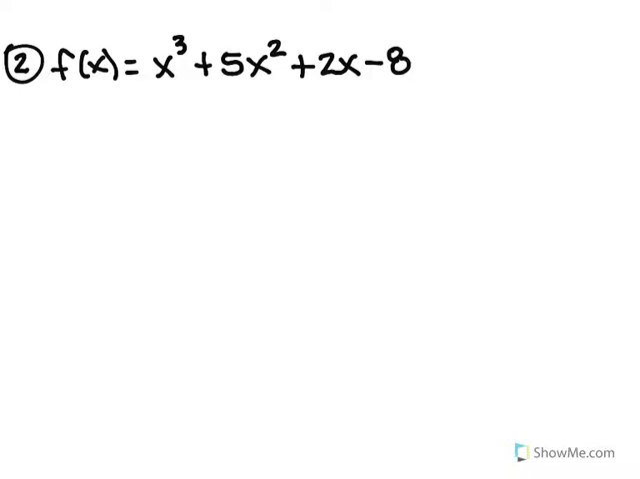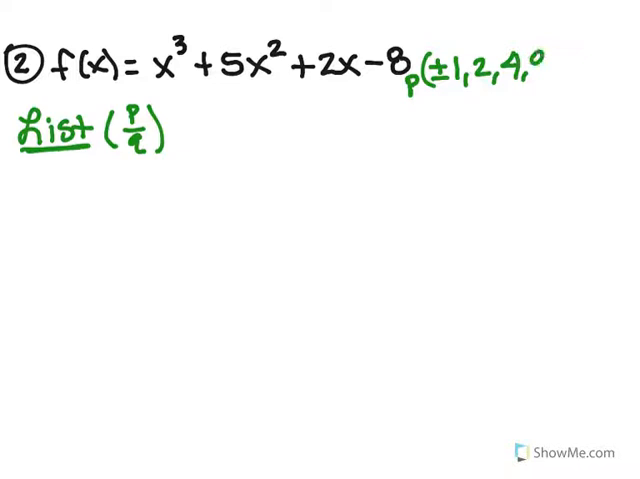So again, the very first thing I want to do is come up with my list. Okay, what numbers am I going to pick from? This is known as your possible list of zeros. Possible list of zeros. And again, that's made up of P over Q. P represents the factors of the last number, of the constant number. So we have positive and negative 1, 2, 4, and 8. Those are all the numbers that would divide into 8.